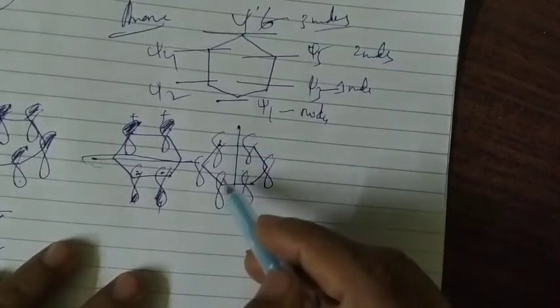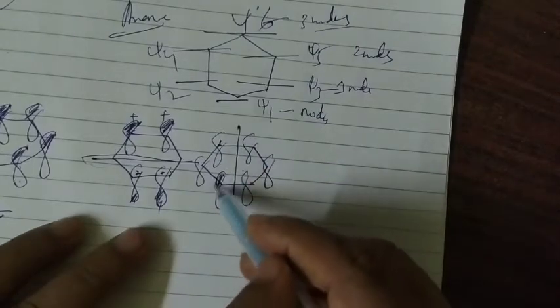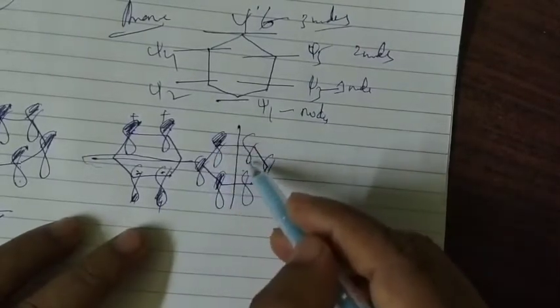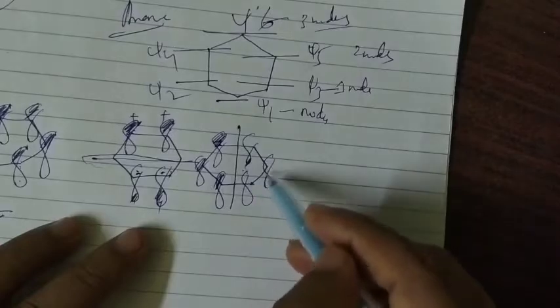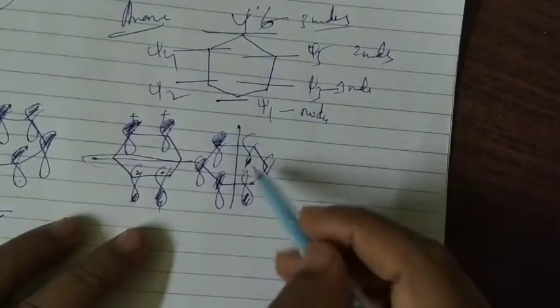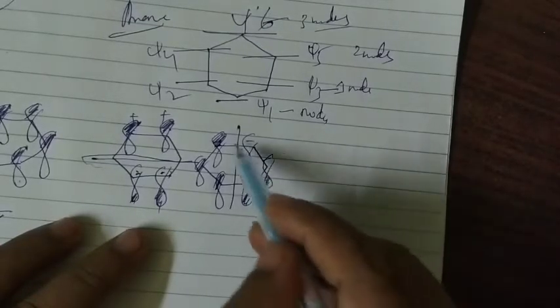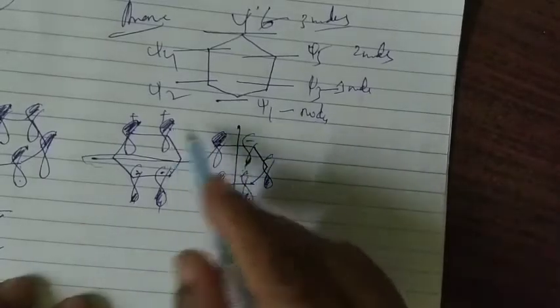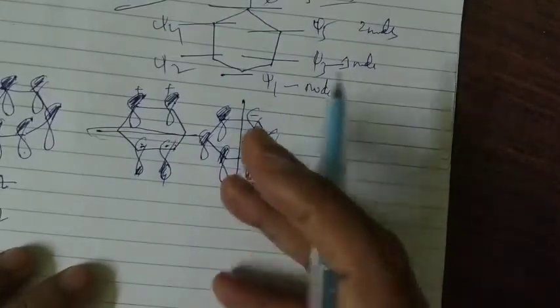So what does one node mean here? You can take all of this on top as plus plus plus, and here at the bottom as minus minus minus. So this is minus minus minus, plus plus plus. This is what we have generated as psi 2 and psi 3, and here the energy is equal.